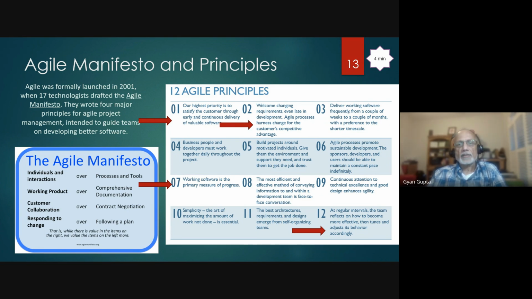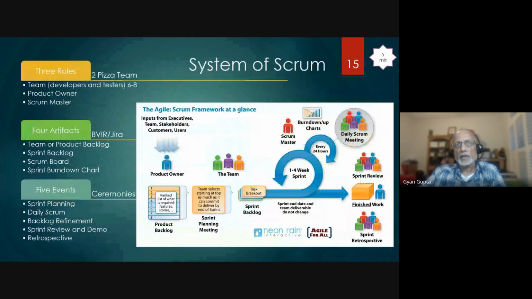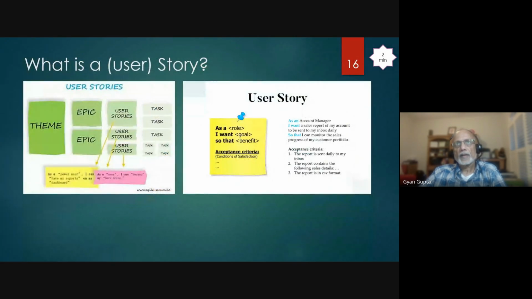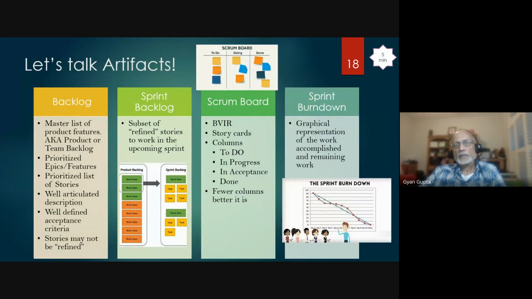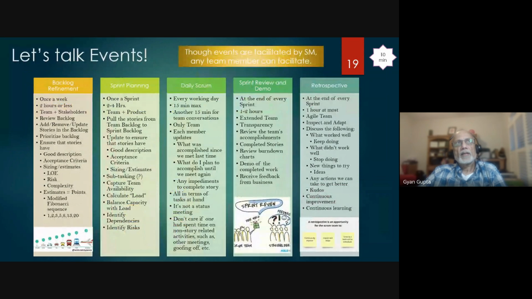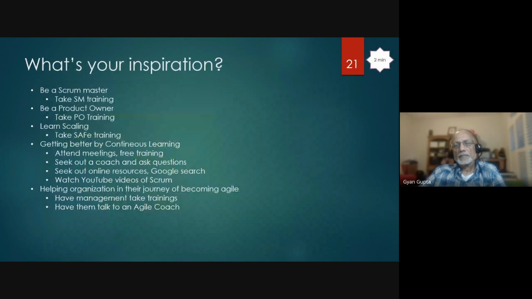And David, with this, I think I'm going to come. Let me finish looking at the pictures. Any picture you want more time on, I can talk about it. 3, 4, 5. User story. 3 roles. 4 artifacts. 5 events. And the big picture. Oh, that's not the one I wanted. I need to rearrange this.